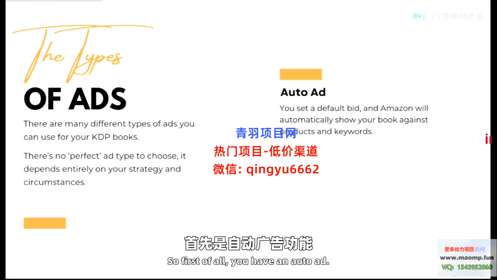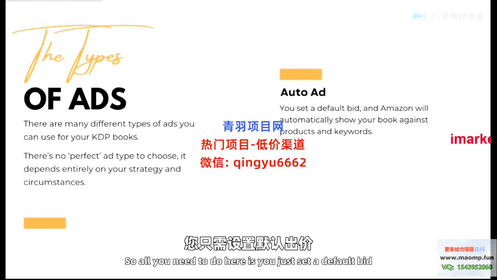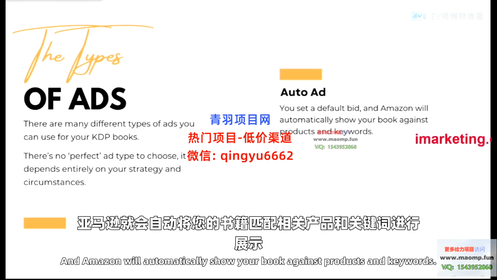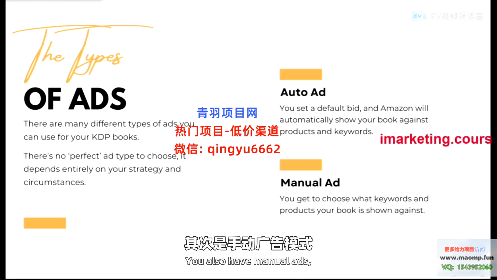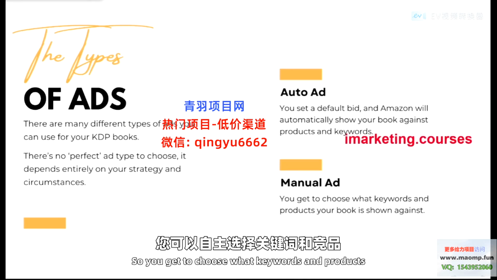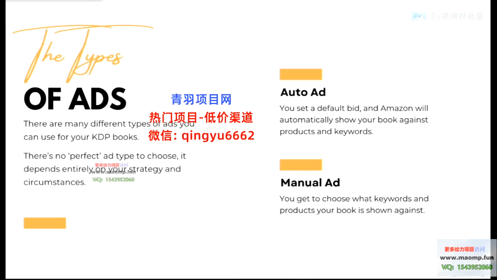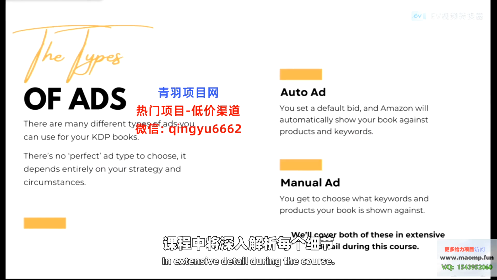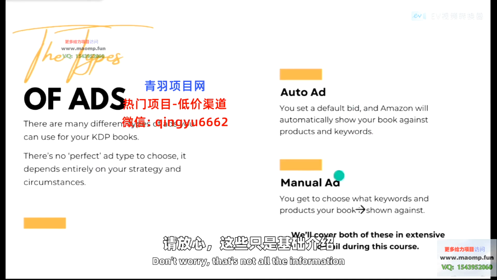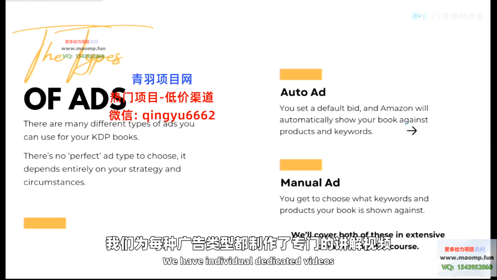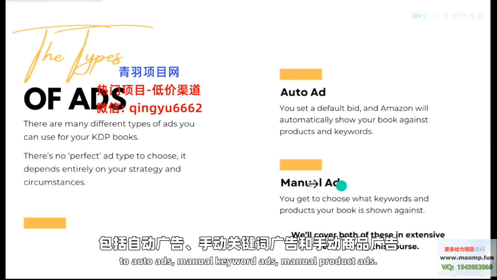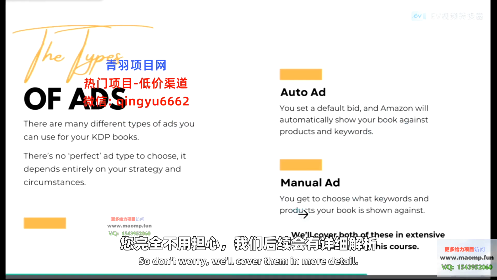So first of all, you have an auto ad. All you need to do here is set a default bid and Amazon will automatically show your book against products and keywords. You also have manual ads, so you get to choose what keywords and products your book is shown against. We'll cover both of these in extensive detail during the course. Don't worry, that's not all the information you're going to get on them. We have individual dedicated videos on auto ads, manual keyword ads, and manual product ads. So don't worry, we'll cover them in more detail.